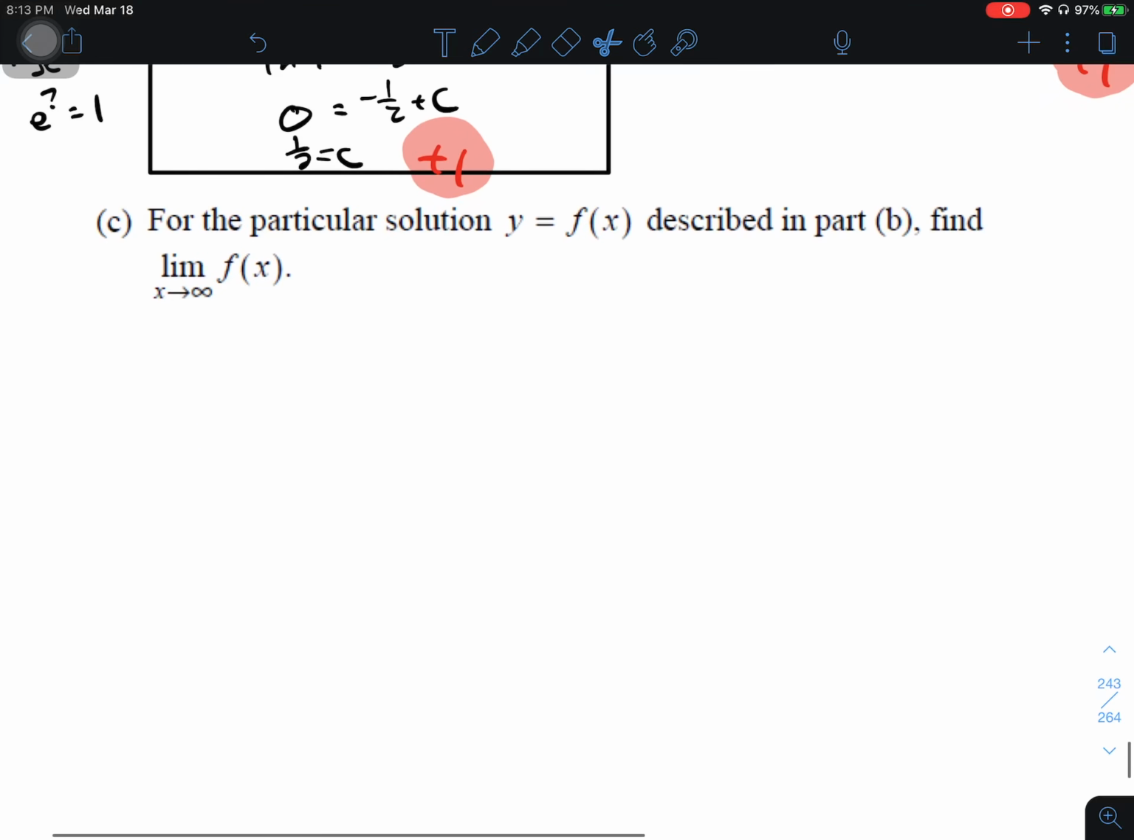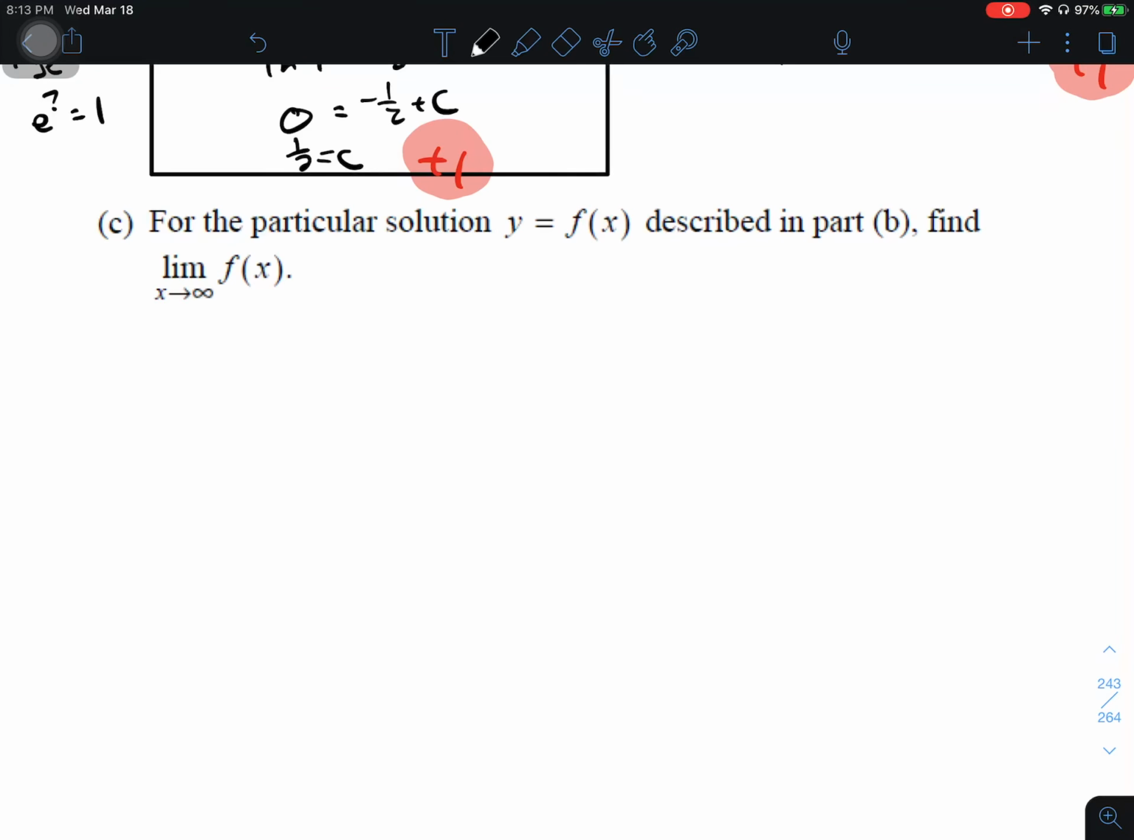Part C, a limit. I haven't done one of these in a while. For the particular solution described in Part B, find this limit. Well, if you didn't get this particular solution right, you're going to get this wrong. So we want to find the limit as x approaches infinity of f of x, which is 1 minus e to the negative 1 over x plus 1/2.